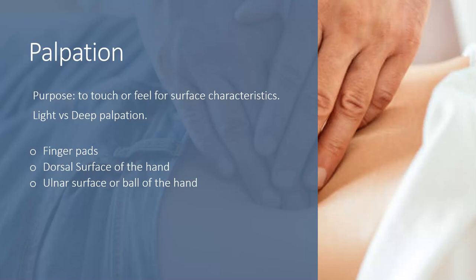Okay, so next we have palpation. This is to touch or feel for surface characteristics. There are 2 different types, light versus deep palpation. Typically we use our finger pads to palpate. We can use the dorsal surface of the hand and the ulnar surface or ball of the hand. And so there are different things that we're feeling for with these different types of palpation.